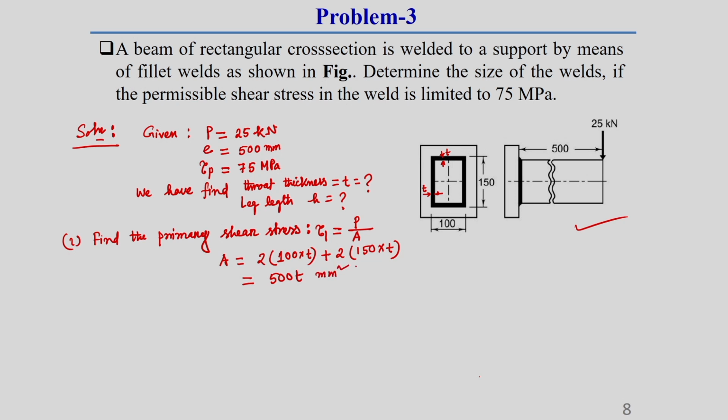So, the primary shear stress: this is the cross sectional area of the weld, so its unit will be millimeter square. Primary shear stress tau 1 will be equal to P, which is 25 into 1000 Newton, divided by the cross sectional area of all weld, which is 500 T. This will be just 50 divided by T, and its unit will be Newton per millimeter square.